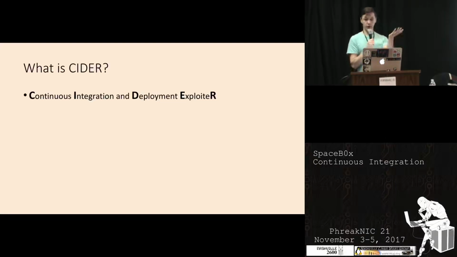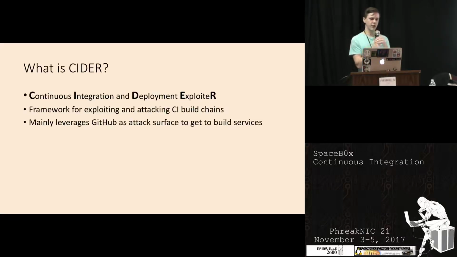The tool that I introduced is called CIDR. It's the Continuous Integration and Deployment Exploiter, and it is a framework for exploiting CI build chains. It leverages GitHub as an attack surface. I haven't integrated GitLab or Bitbucket or anything like that, but it easily could be done. I wrote it in Node, so it has some APIs that lend themselves well, not only to the Git framework, but to GitHub itself for doing pull requests.